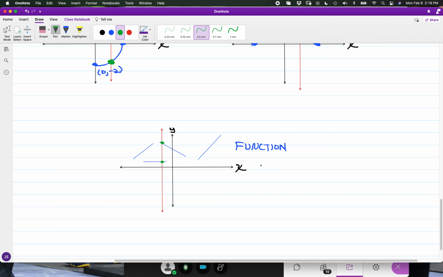2 points of intersection, and so before I had a function, but with the inclusion of this particular line segment, there's a bit of chaos that is created, so this is not a function.